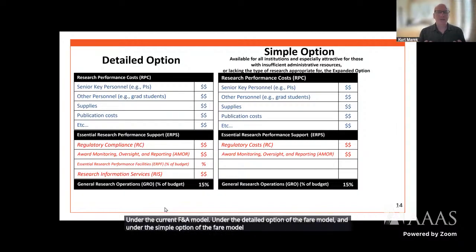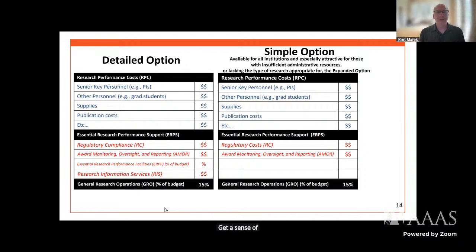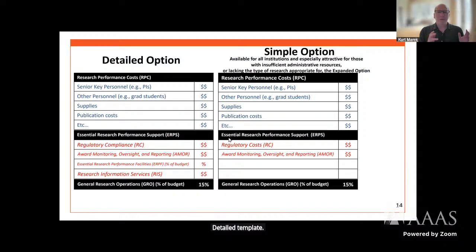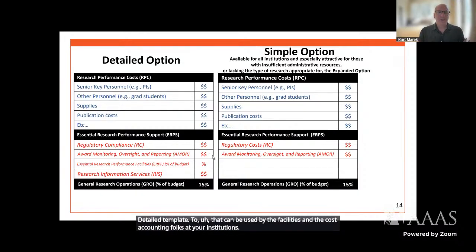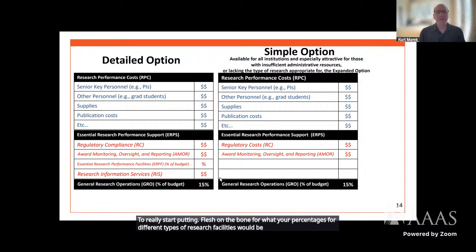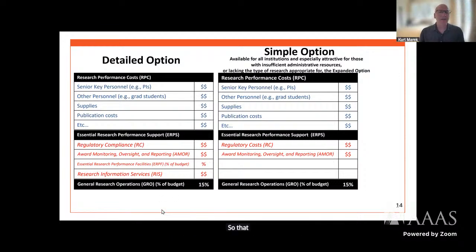So you can start to get a sense of, for different types of research on your campus, which option might be more appropriate for you. And then the second spreadsheet is a much more detailed template that can be used by the facilities and the cost accounting folks at your institutions to really start putting flesh on the bone for what your percentages for different types of research facilities would be. And that'll be a much more detailed document. So that may be coming a little bit later than the first one I mentioned.